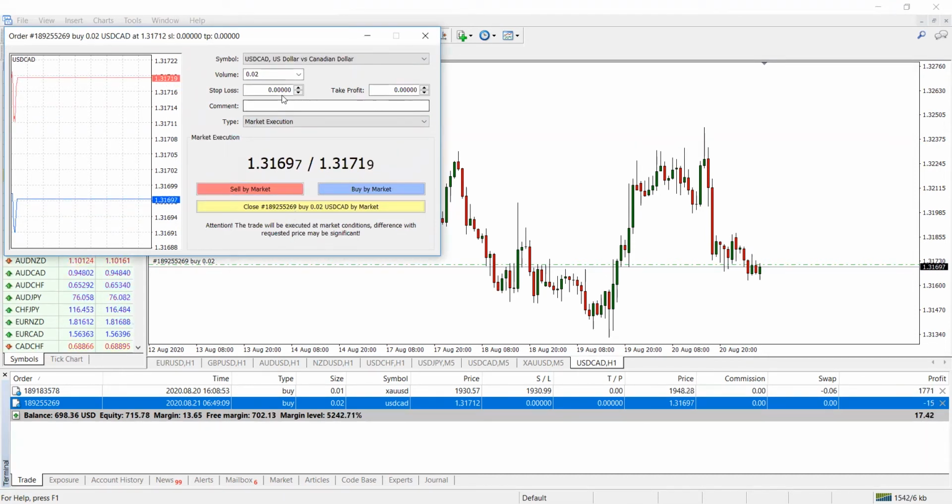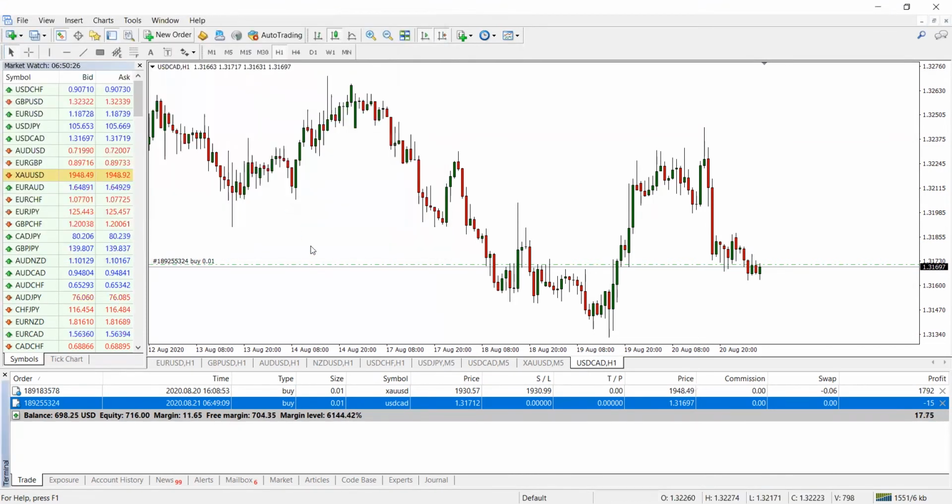So now we're going to change the volume to 0.01. This simply means that we're closing 0.01, part of it, right? By the time we click on close, look at what happens. The volume here will now change from 0.02 to 0.01. So let's click on close, and then you have it, 0.01. We have closed part of that trade, right?